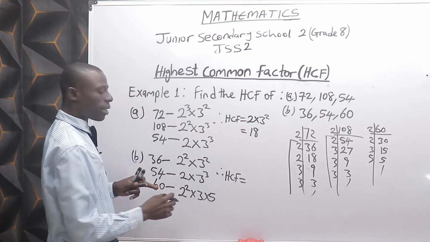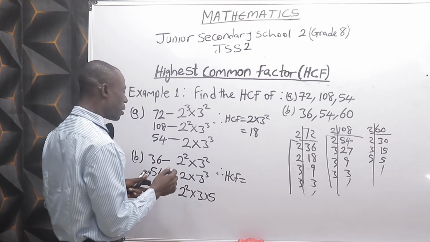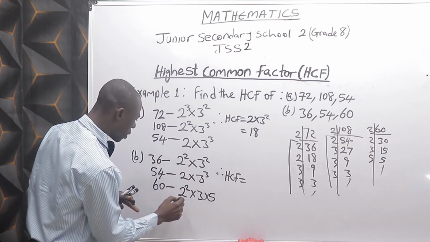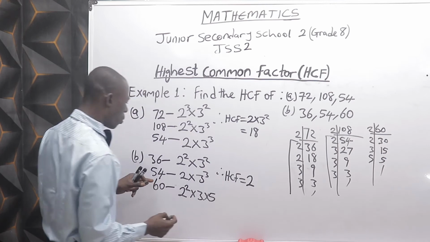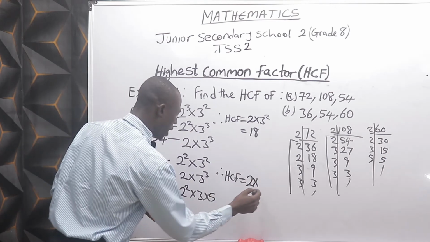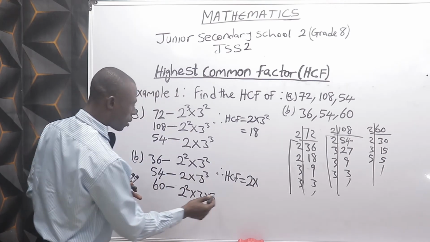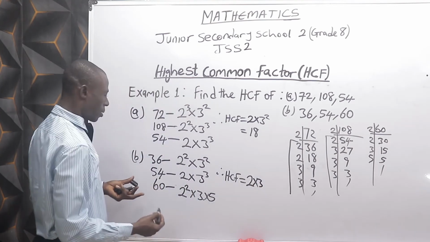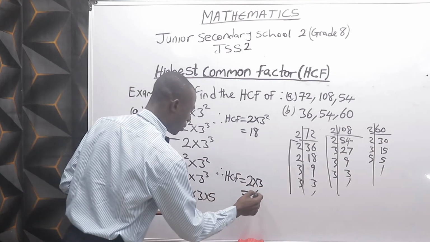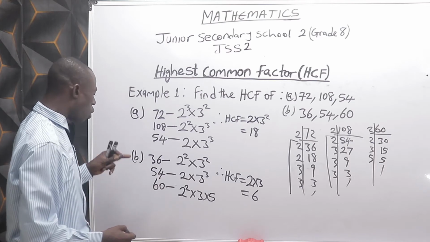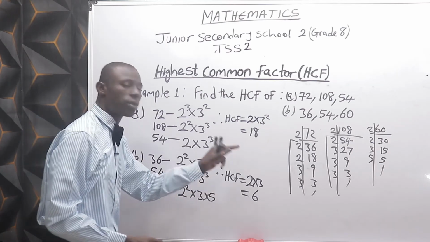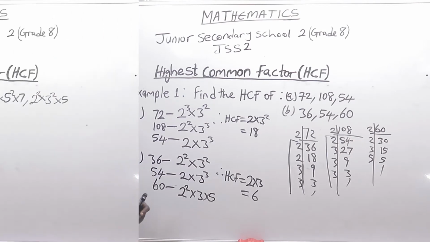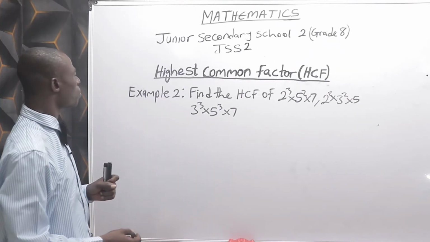But the 2 and 3 that are common, we take them in their lowest power. In the first, 2 raised to power 1 is the lowest, times 3 raised to power 1 is the lowest. So the answer is 6. HCF of 36, 54, and 60 is 6. And that is that. Let's consider example 2.